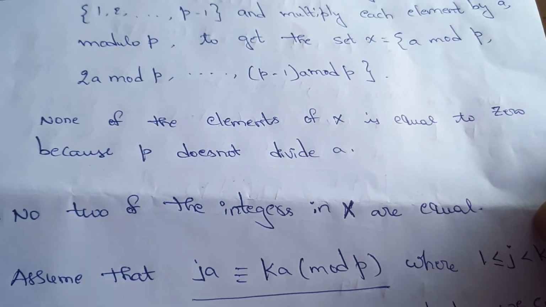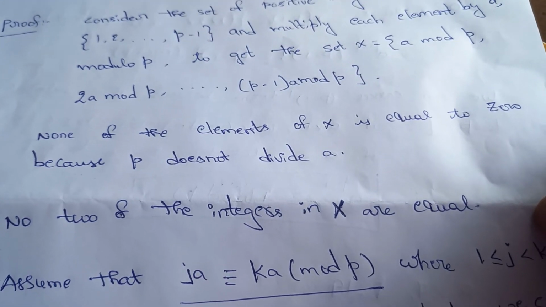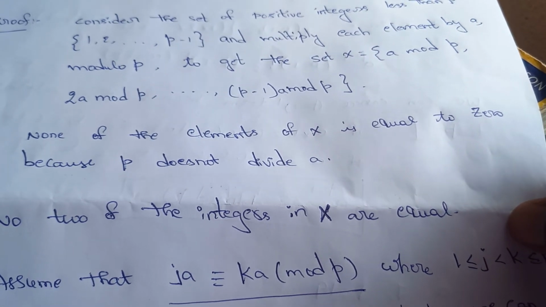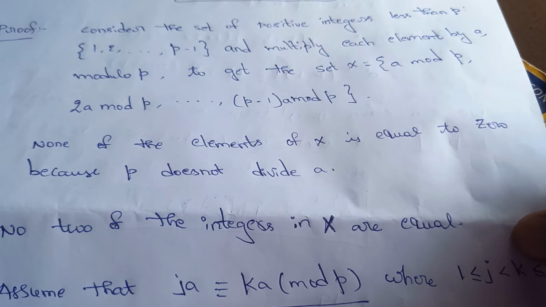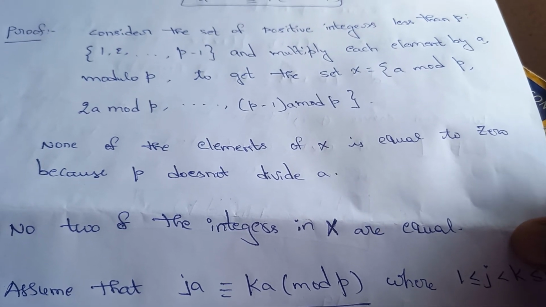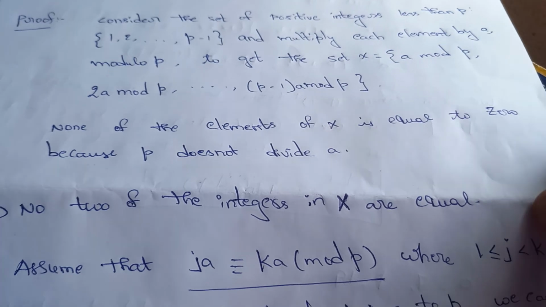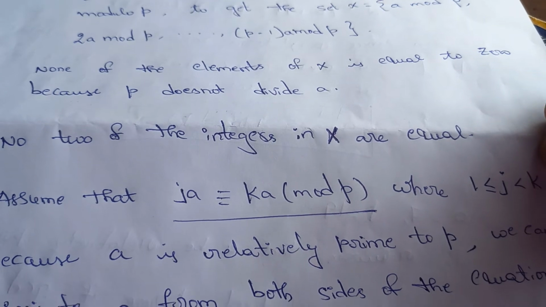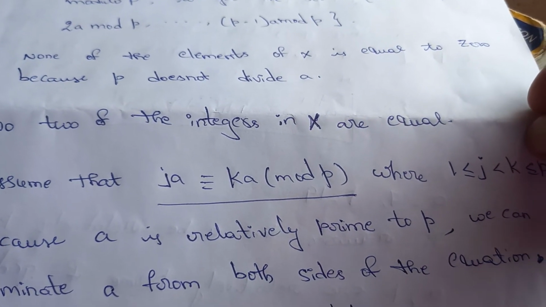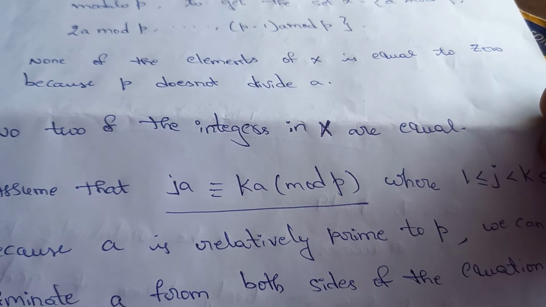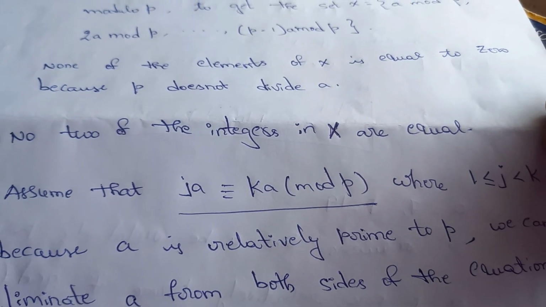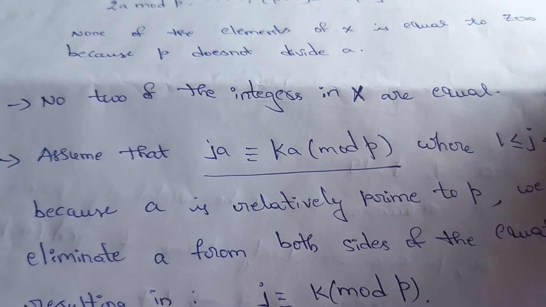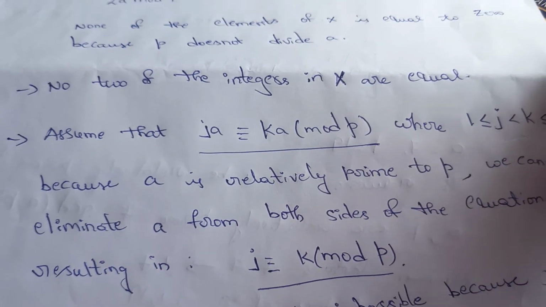And one more point is here, no two of the integers in x are equal. So the values of x should not repeat, no two integers in x are equal. Hope you understand these 2 points. First one is x doesn't have 0 value, and second one is no two of the integers in x are equal. That means same values are not repeated.